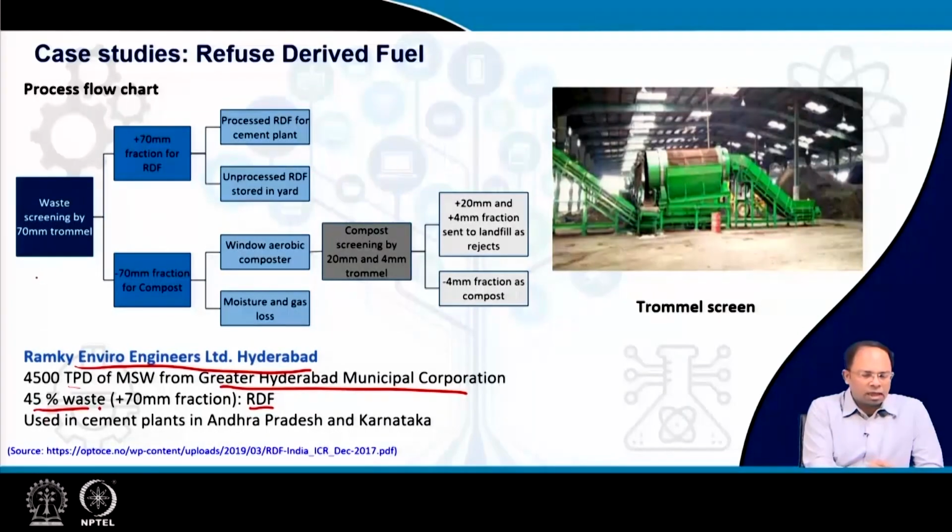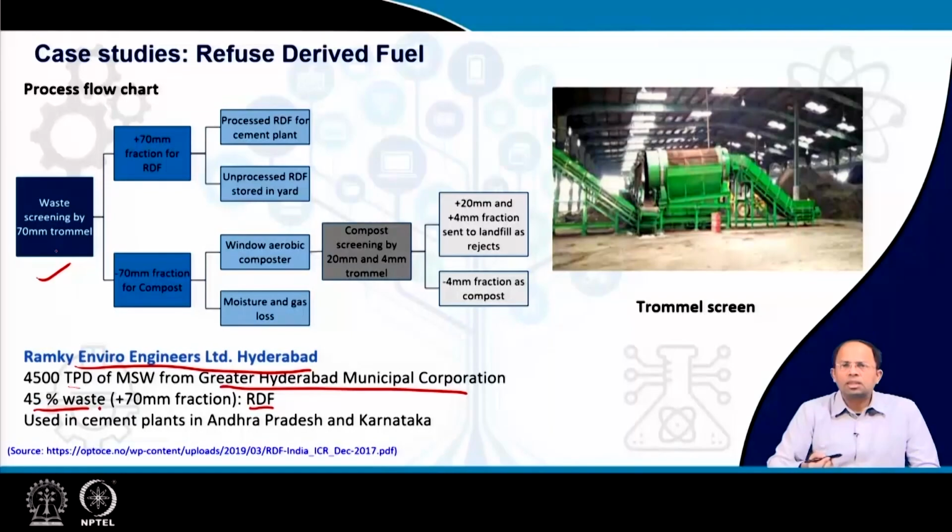If you follow this process, the waste is screened using a 70 millimeter trommel screen. We have discussed how trommel screens operate, right? It's an inclined rotating cylinder with screens at the side, so that the particles which are larger in size will tumble down and get out. The particles bigger than 70 mm remained for RDF, whereas the particles smaller than 70 mm went to the compost plant. And this 70 mm plus fraction was processed into RDF for the cement plant, and unprocessed RDF was stored in the local yard.